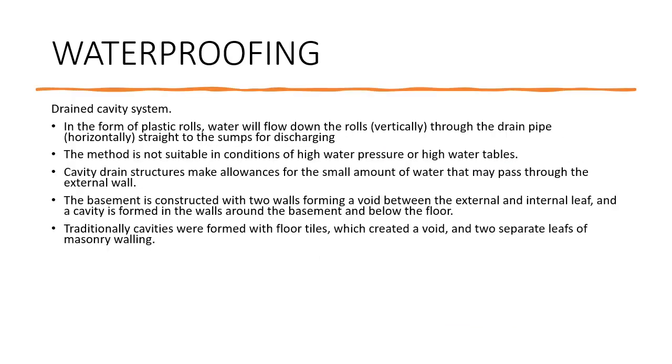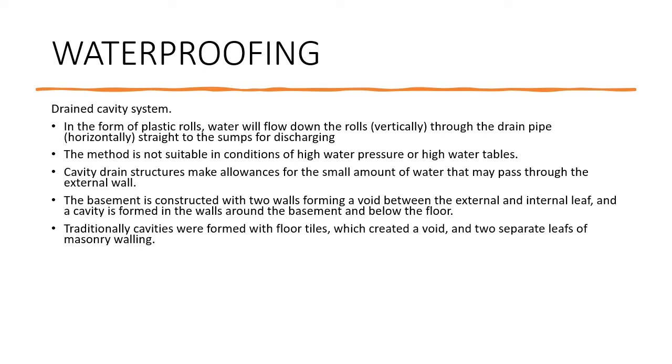Drain cavity system. In the form of plastic rolls, water will flow down the rolls through the drain pipe straight to the sump for discharging. This method is not suitable in condition of high water pressure or high water tables. Cavity drain structure make allowance for a small amount of water that may pass through the external walls. The basement is constructed with 2 walls forming a void between the external and internal leaf, and a cavity is formed in the walls around the basement and below the floor.